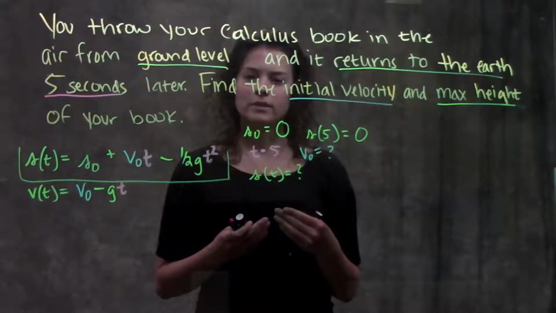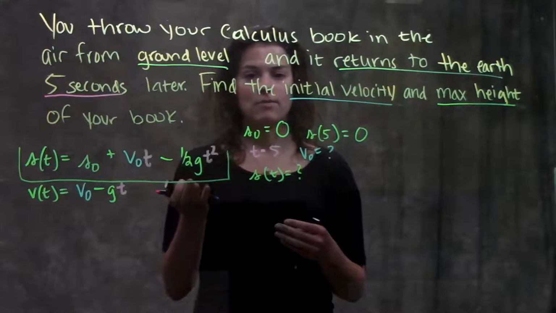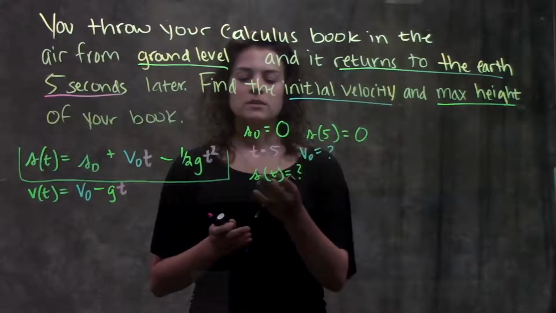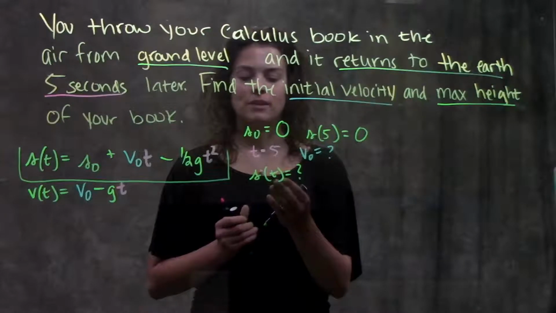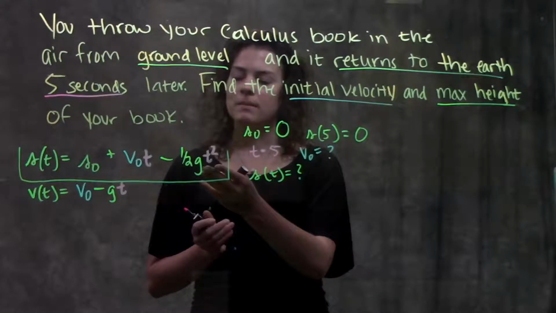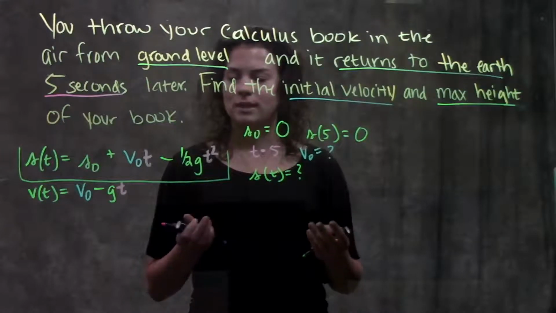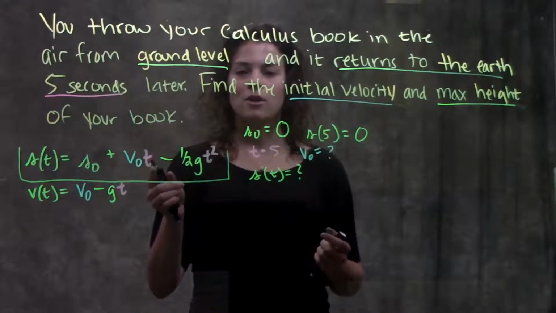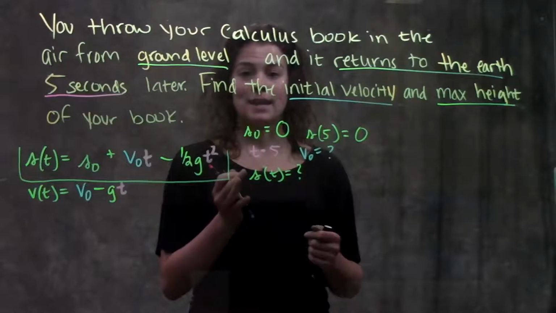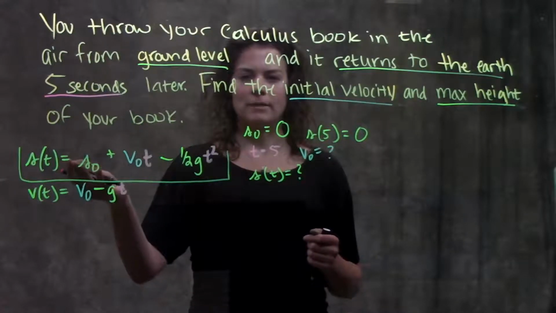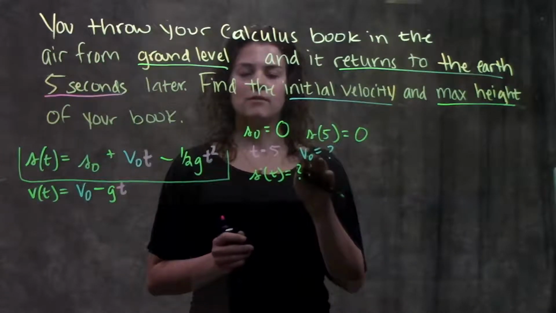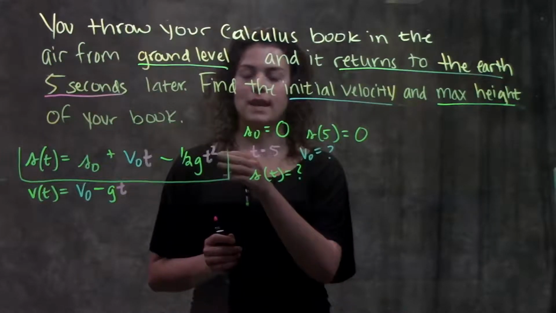If I weren't sure which one to start with, I could just think about what they gave me and see what would work. If I tried looking for my maximum height first, I would look at my function and say, I have too many unknowns here. I don't know my v0, and I also don't know the time at which my maximum height is. So I wouldn't be able to solve for my maximum height first. So let's move on to our v0, see if we have enough information to solve for that here.